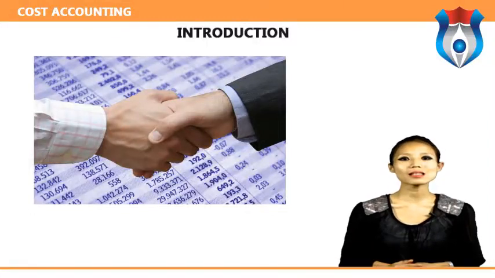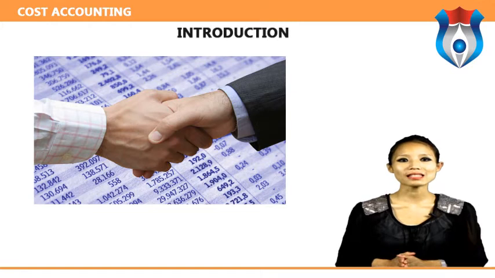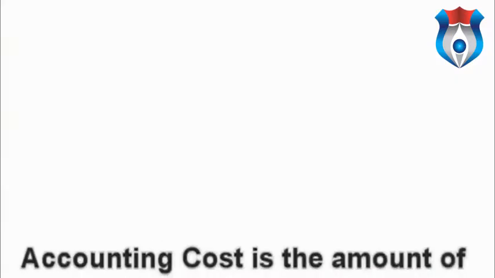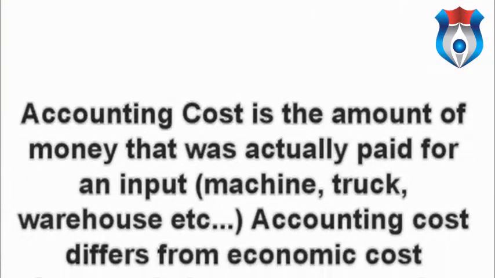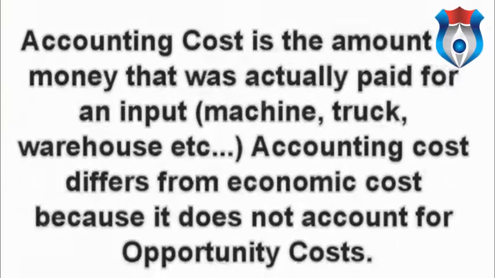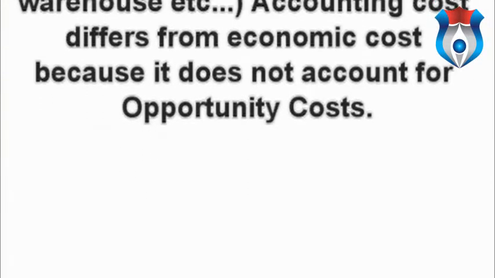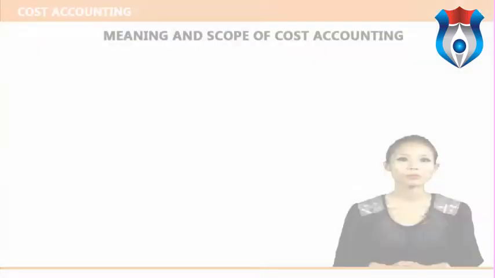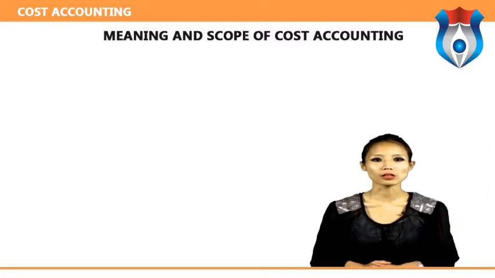The cost accounting system is the result of decisions made by managers of an organization and the environment in which they make them. Accounting cost is the amount of money that was actually paid for an input such as a machine, truck, or warehouse. Accounting cost differs from economic cost because it does not account for opportunity cost. Now we will discuss the meaning and scope of cost accounting.